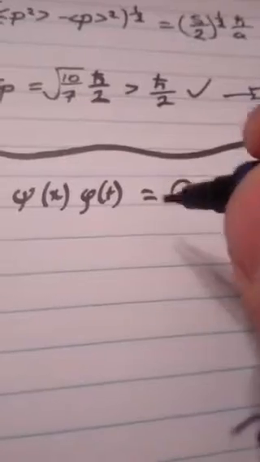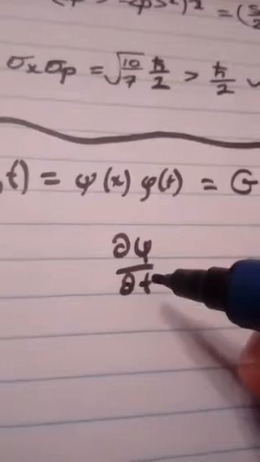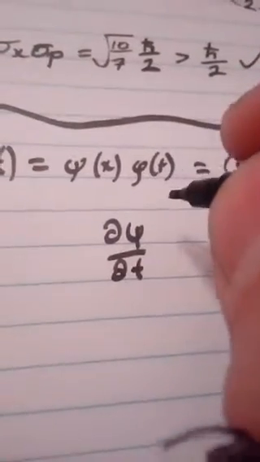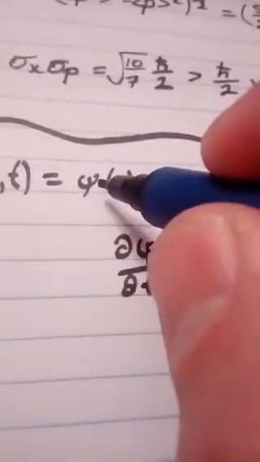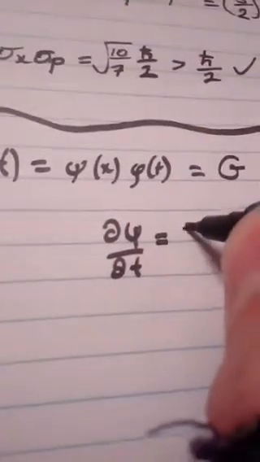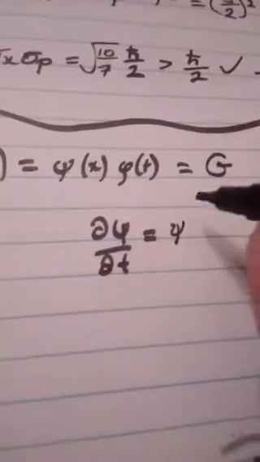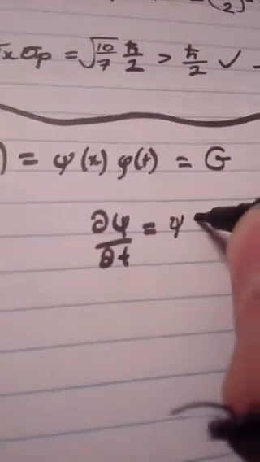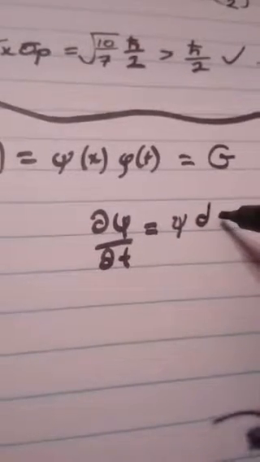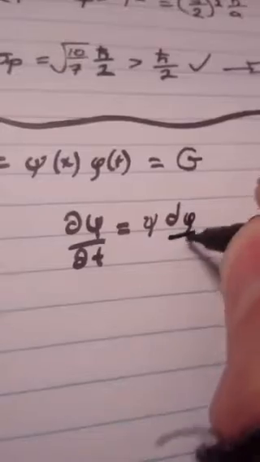All right. So then we can say, I haven't done this in a year. I should have practiced first. All right, so d of the wave with respect to time. Okay, so now we're going to derive it just with respect to time. We're going to say that it equals this one here, multiplied by d phi dt.